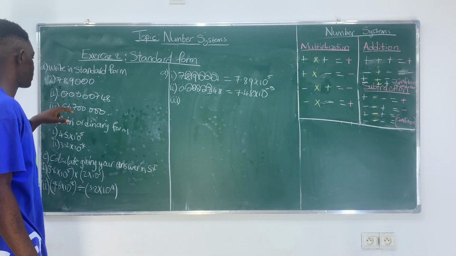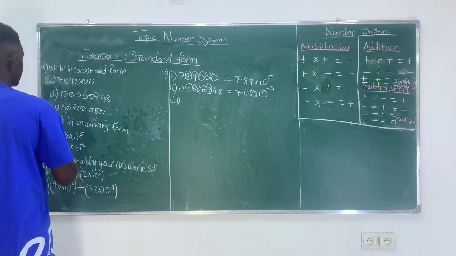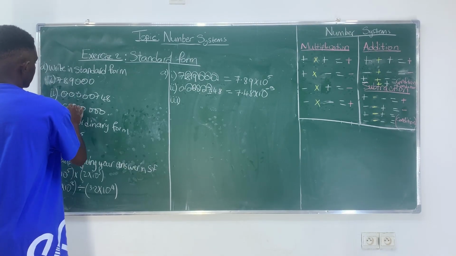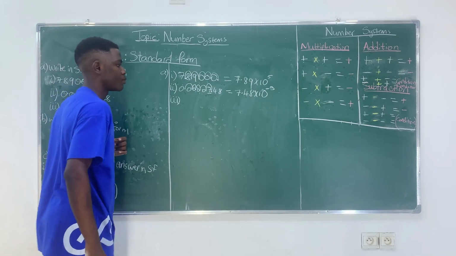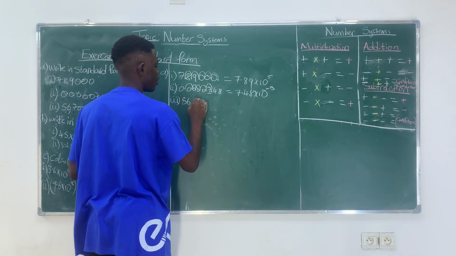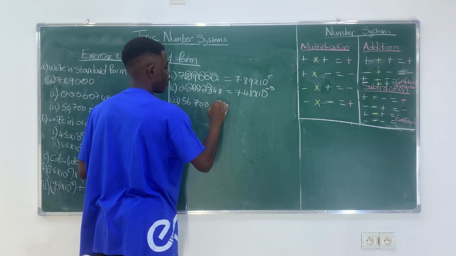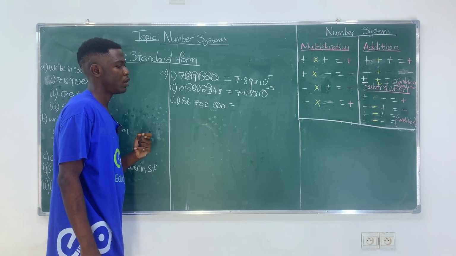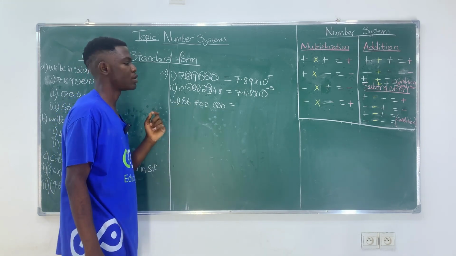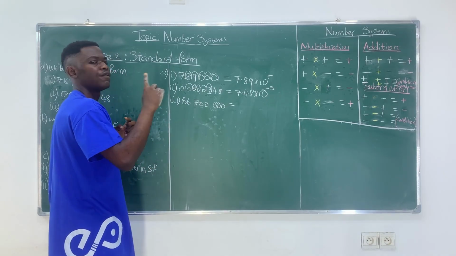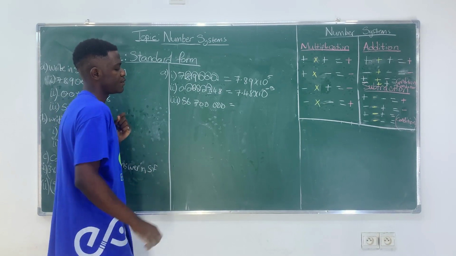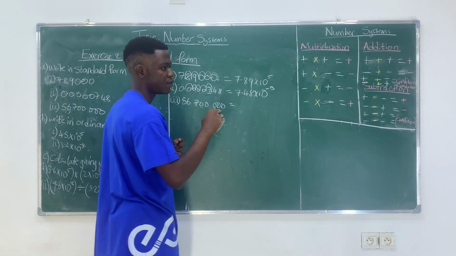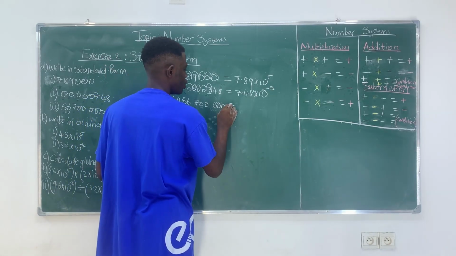In 1, 3, we have 56,700,000. Okay. We put this in standard form. Here, we also don't have a decimal point, so we put our decimal point and shift it to the first significant figure, which is 5. We shift it just in front of the first significant figure. Remember the number of times we shifted the decimal point.